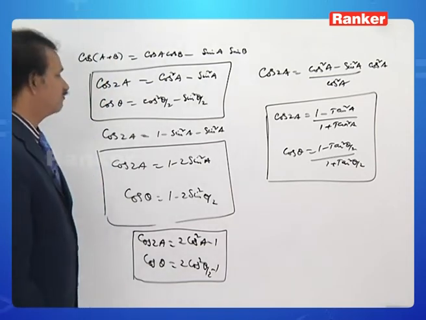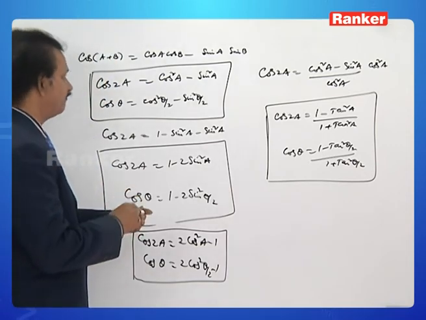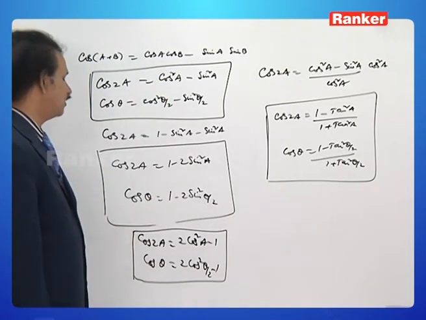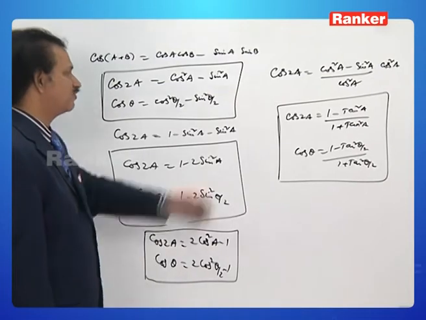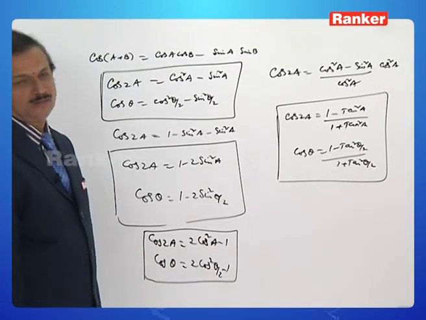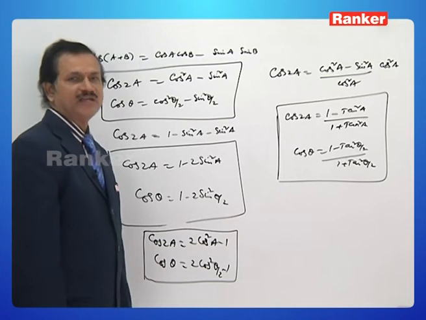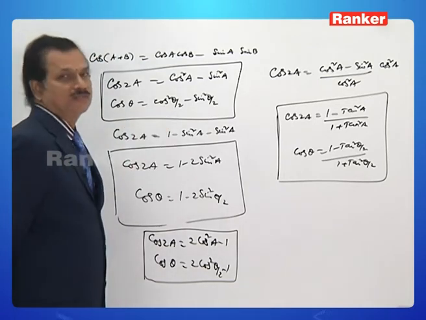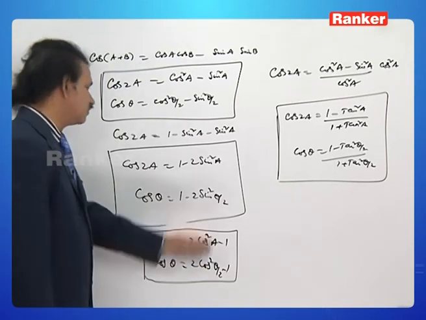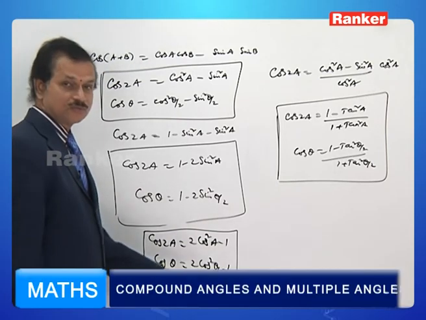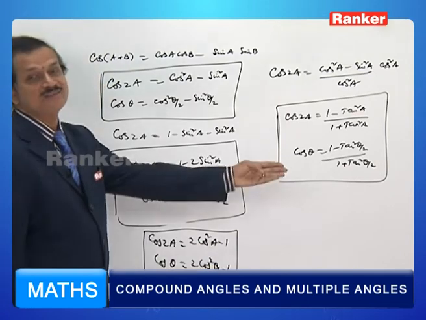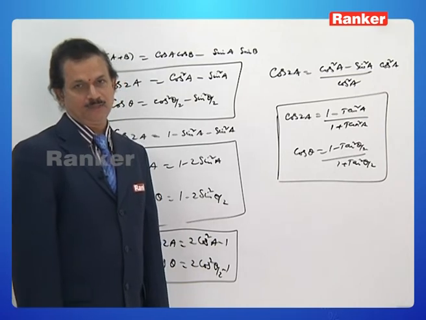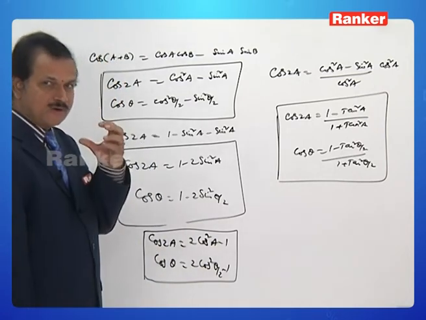How many? Altogether 4 boxes are there. There are 4 different formulae for cos 2A. One is cos square A minus sin square A, 1 minus 2 sin square A, 2 cos square A minus 1, and 1 minus tan square A by 1 plus tan square A. And in every such thing, you can replace A by theta by 2, so that you have cos theta is equal to cos square theta by 2 minus sin square theta by 2, cos theta is equal to 1 minus 2 sin square theta by 2, cos theta is equal to 2 cos square theta by 2 minus 1, and cos theta is equal to 1 minus tan square theta by 2 by 1 plus tan square theta by 2. Besides these, there are few more special formulae.